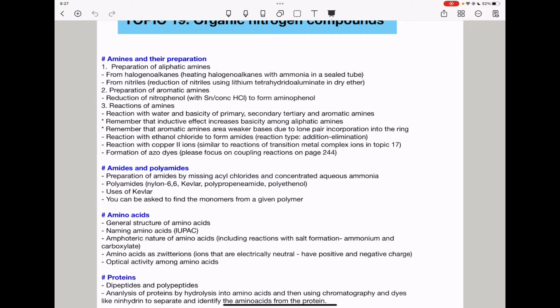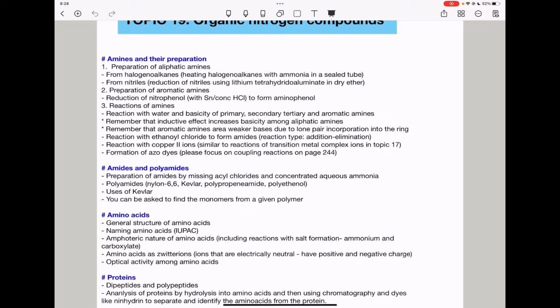Among aliphatic amines, increasing inductive effect increases basicity. They can ask you about reactions with ethanoyl chloride to form amides. Remember, this reaction type is an addition-elimination reaction. They can ask you about reactions with copper-2 ions. Copper-2 ions or hexa-aqua copper-2, these are going to be complexes.